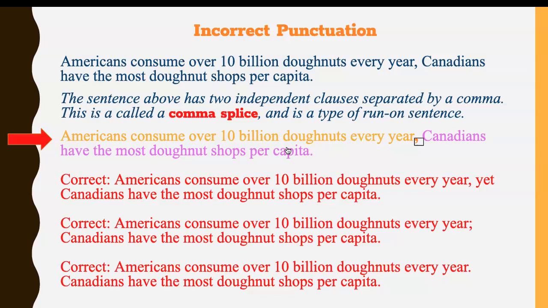So the way you would fix it is: Americans consume over 10 billion donuts every year, comma, yet Canadians have the most donut shops per capita. Or you could do it: Americans consume over 10 billion donuts every year, semicolon, Canadians have the most donut shops per capita. Or: Americans consume over 10 billion donuts every year, period. Canadians have the most donut shops per capita. Each way is correct. You pick the way you like the best.